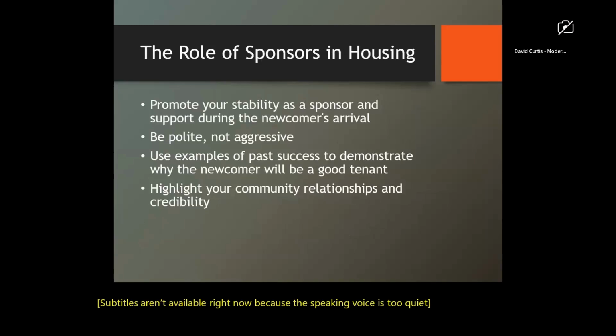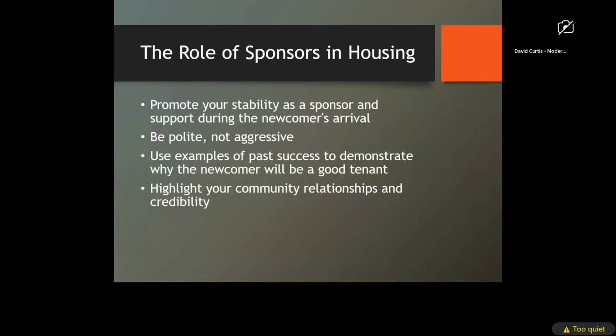As sponsors, your stability and credibility are often the first thing a landlord will consider. It is important to present yourself professionally and to communicate with respect. No need to get pushy. Share stories of other successful placements that you have supported. Highlight the newcomer's strengths and reinforce your connections in the local community. These personal touches can help humanize the process and ease the landlord's concerns.